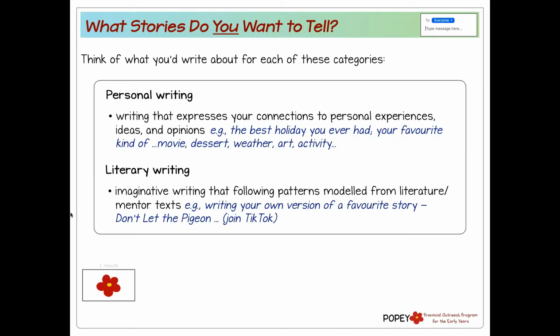What would you write about if we were giving you this writing assignment? So you're going to do some personal writing about your connection, your experience, an idea, or an opinion about something. So big samples here. You can choose from one of these: the best holiday you ever had, your favorite kind of whatever, movie, dessert, weather, art, activity. And then literary writing, if you were going to model a book that you love and write a new chapter or your own version of a favorite story, so a sequel to Paper Bag Princess, or a new adventure for Captain Underpants, or my jokey one here, don't let the pigeon join TikTok.